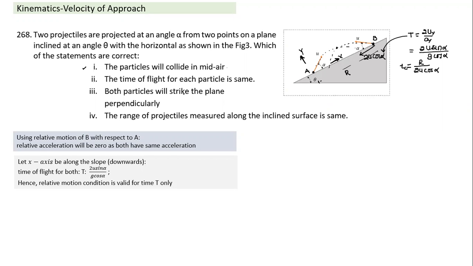Both particles strike the plane perpendicularly, no, because what will happen? Initially also the velocities are not equal. One is in one direction, the other is in a different direction. One of them will have its x component keep decreasing and the other x component will keep increasing. So they will not have the same velocity. And will the range of the projectile measured on the inclined plane be the same? Even the range will not be the same. But time of flight is the same.